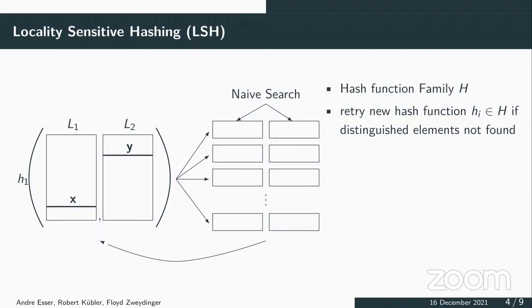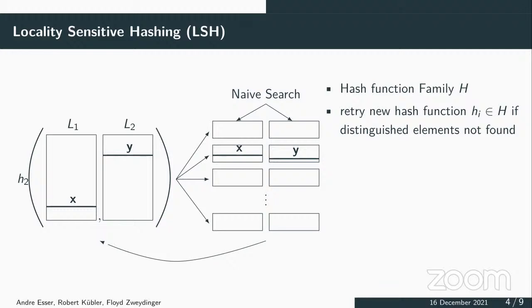And note, because of this locality sensitive approach, this is a probabilistic approach, meaning it can happen that our two elements, x and y, are put into different buckets. In this case, we are unable to find the elements via the naive search, and we have to reapply the whole procedure with a newly randomly selected hash function h2. And hopefully the two elements now survive in the same bucket, as in this case.